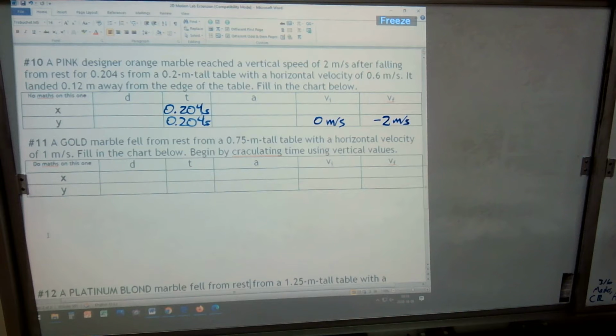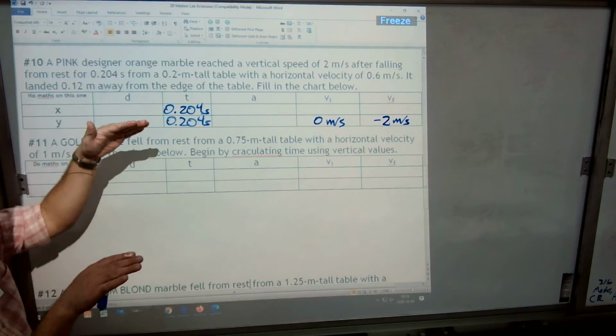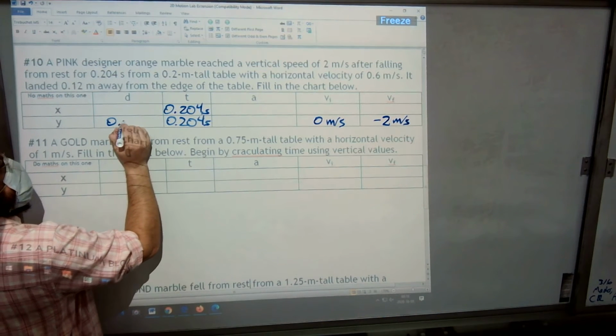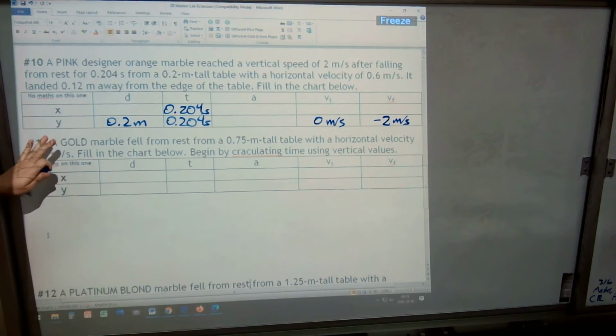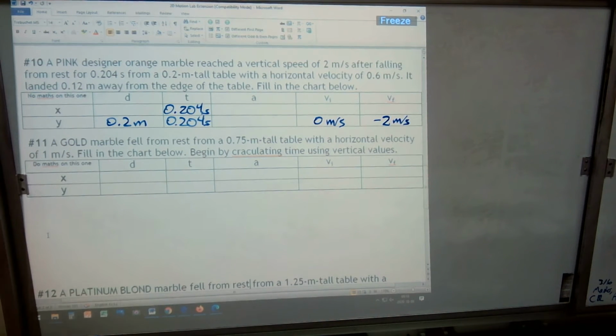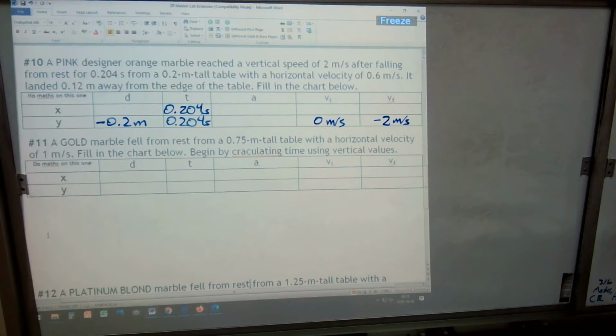All right. From a 0.2 meter tall table. That's a vertical measurement. So the table is at 0.2 meters tall. However, again, this table is describing the motion of the marble. So the marble is not going to go up 0.2 meters, it's going to go down 0.2 meters. So just like that one, I need to make this one negative. And basically, anything on the y row that can be, will be negative.